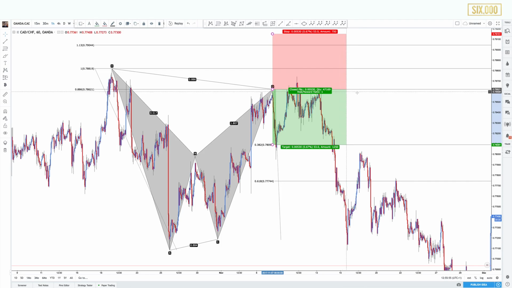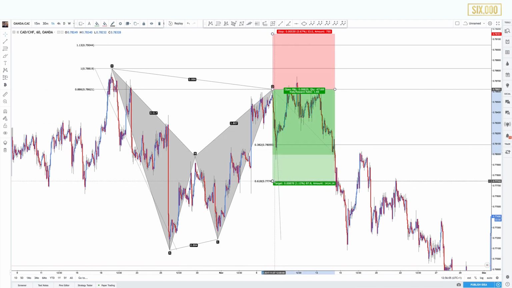And let's assume we entered exactly on the D point. We're not looking at the secondary test at all. We're just looking at the initial reversal, this area here. This would have provided around about a 1 to 2 risk to reward again. So we're looking at a 1 to 2 risk to reward.